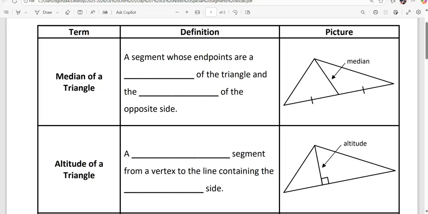Median. Any of y'all drive? Don't drive into the median. I mean, unless the median is not an island. Whatever. Okay, this has nothing to do with driving.